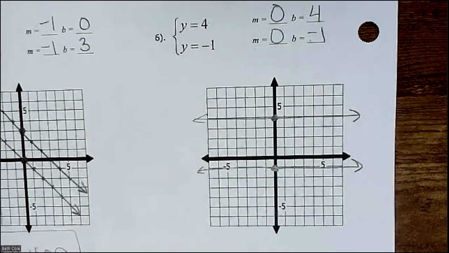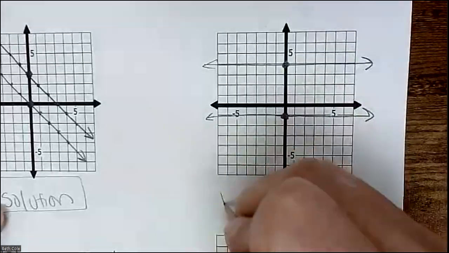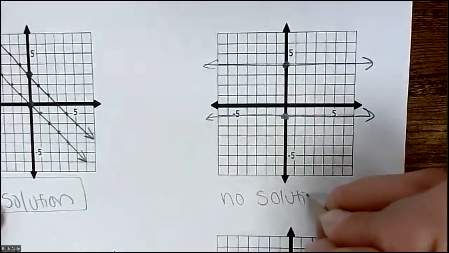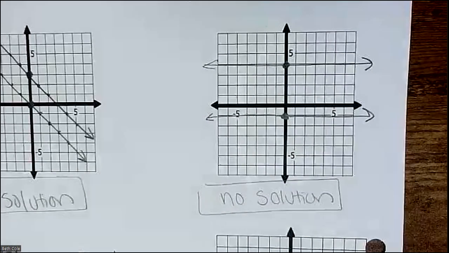All right. And anyway, what's the answer to the whole thing then? Again, it's no solution because they're parallel. They both have a slope of 0. So that was your quick review of horizontal lines. Vertical would be the other one.